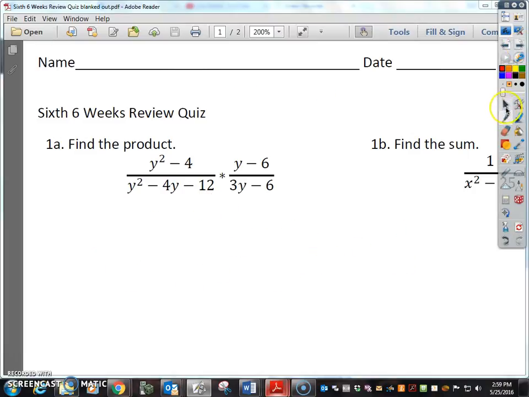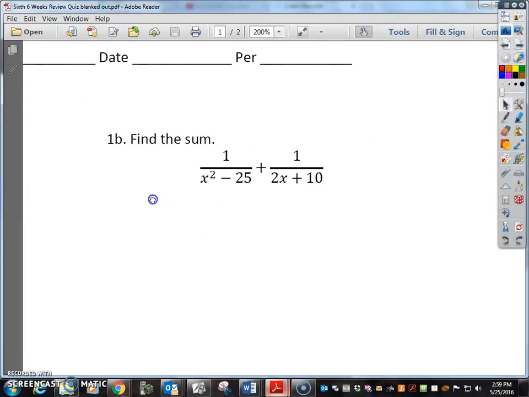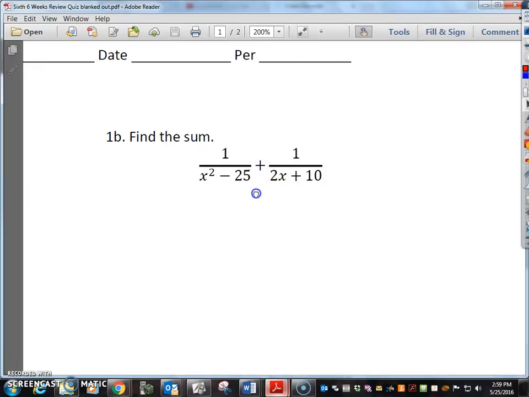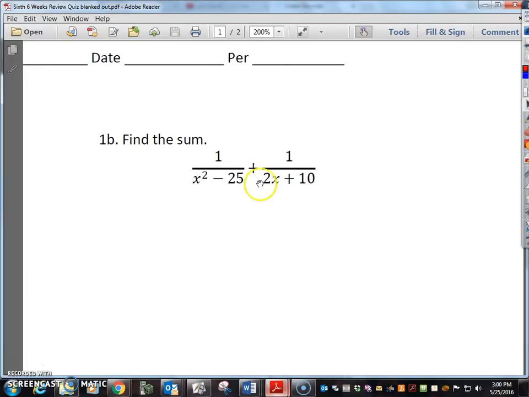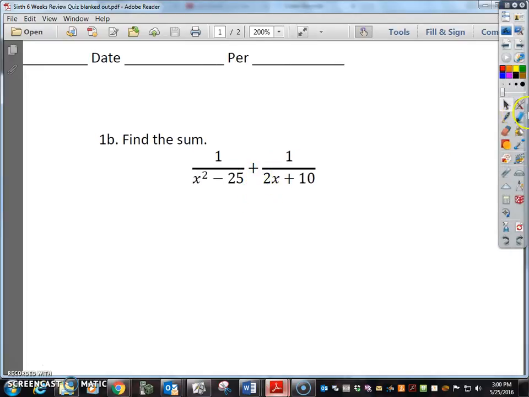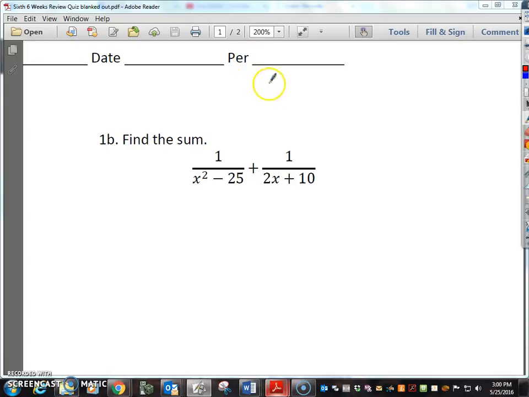The next one, for 1b, this time we're going to add. So whenever we add, it has to have the same denominator. So for example, if it was 2/5 plus 1/5, this is what? 3/5. I can do that because 5 and 5 are the same. So 2 plus 1 is 3. The denominator stays the same.